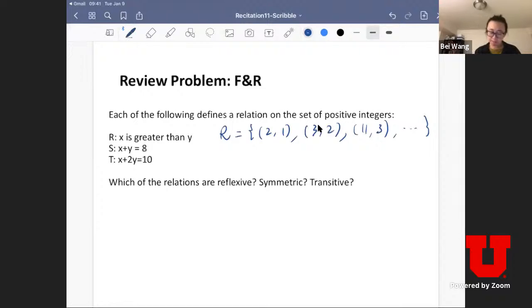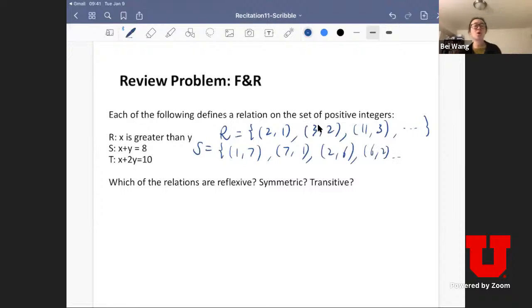Now, the second one, S, is a pair of positive integers such that their sum is equal to 8. So what might be some examples? For example, 1, 7 is part of this. 7, 1 is part of this. Maybe 2, 6 is part of this. 6, 2 is part of this. I'm not going to enumerate all of them, but you get the idea.